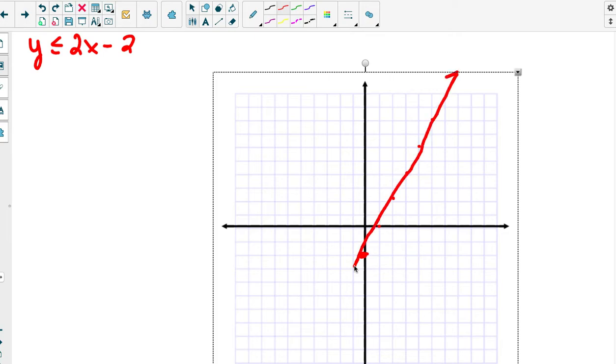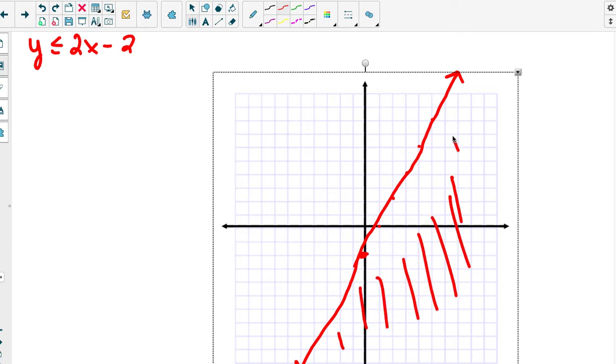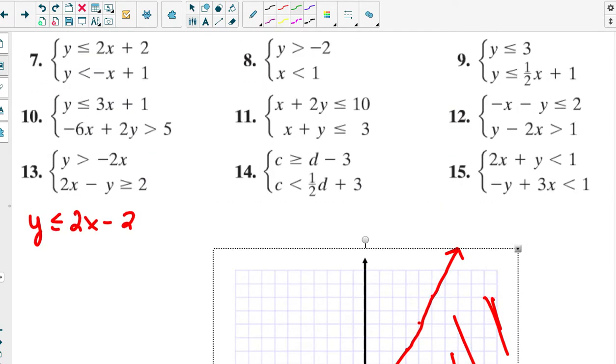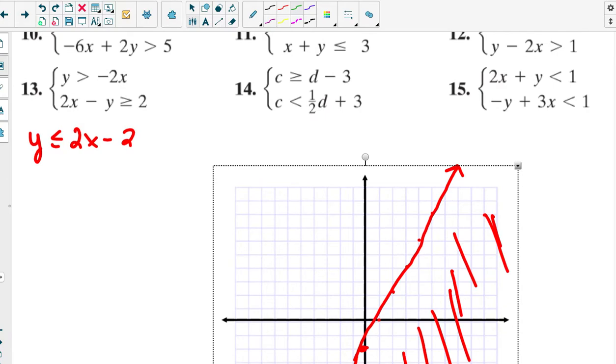It's very hard to draw these on the slate, just so you know. All right, and then it says less than or equal to, so we're shading below this line. Now the second inequality, we have y is less than -x plus 1.